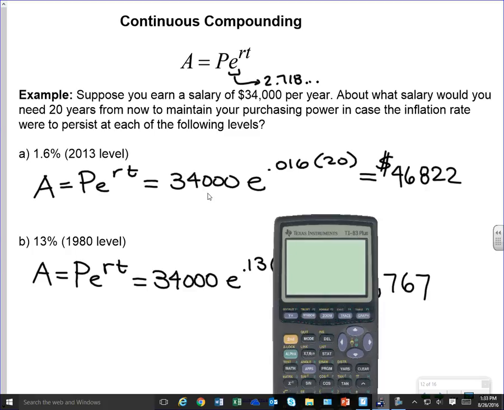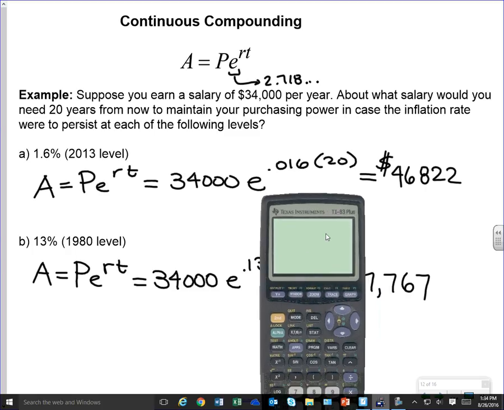So for this one, what we'll have is 34,000. That's your salary there. That's your starting amount times E to the 0.016. So that's the 1.6% times 20. The 20 comes from the years because we're talking about T. Again, T needs to be in years. And you get 46,822. So in 20 years, you would need to be making $46,822 to be making basically the same as what you are now at 34,000.